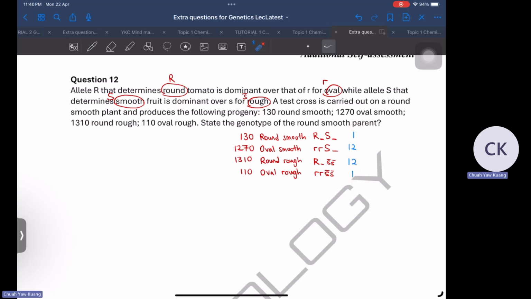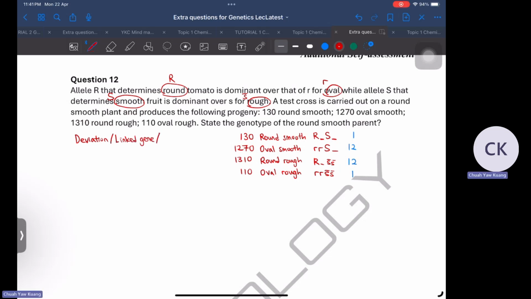When you see there's a big difference in the ratio, we can suspect that this might be the linked gene. The ratio is so huge in difference, 12 to 1, a very big difference, so most likely this is the linked gene. That's why this question should be deviation, and it's related to the linked gene.